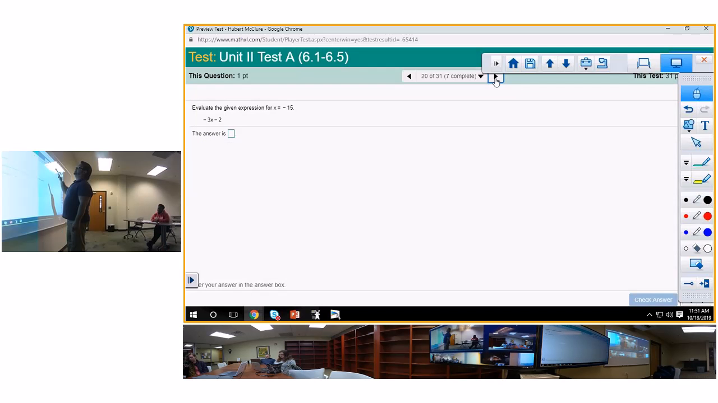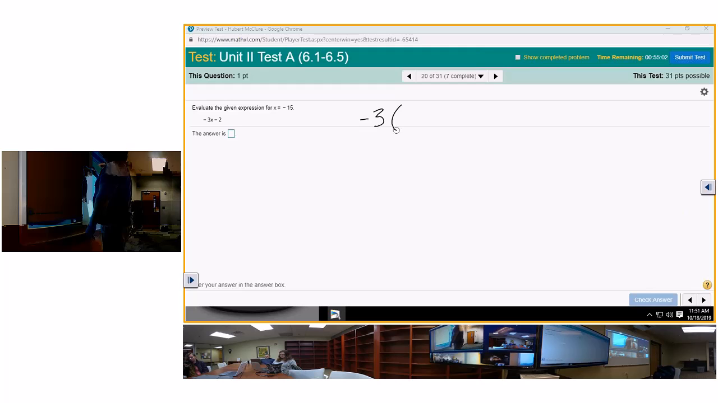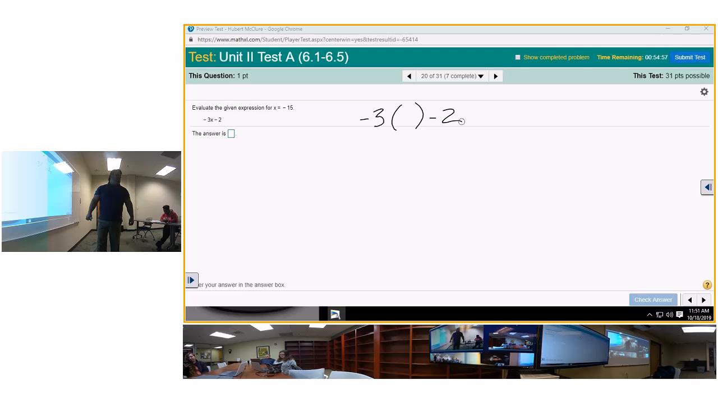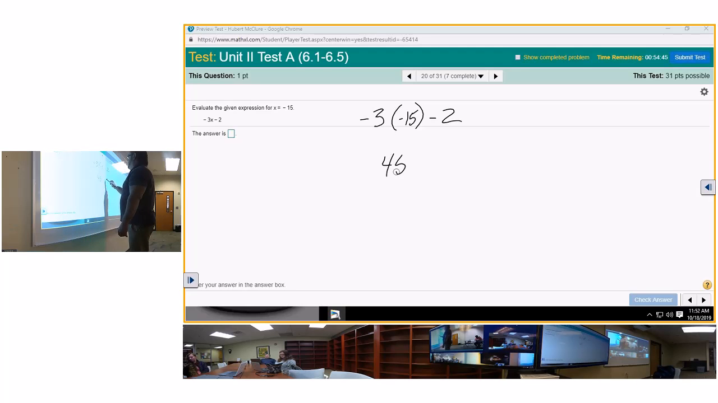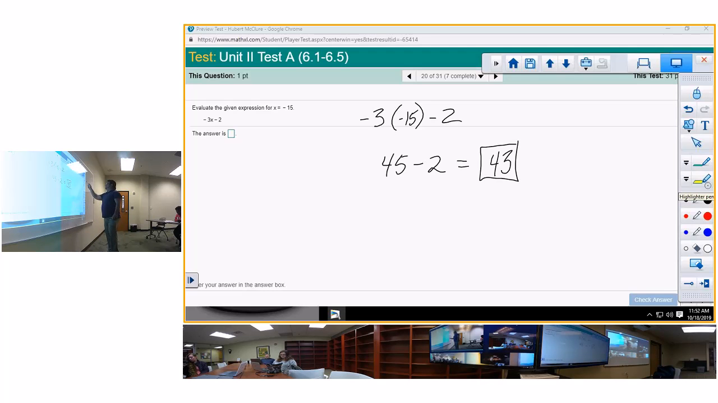Next. Evaluate. What does evaluate mean? Plug in what? Still the same. People that don't listen get the answers wrong. Negative 15. And what's negative 3 times negative 15? 45. And what's 45 minus 2? 43. Well, I'm glad you didn't have to put that in a calculator. Put it in my fingers. So type in 43 and you should get the answer.